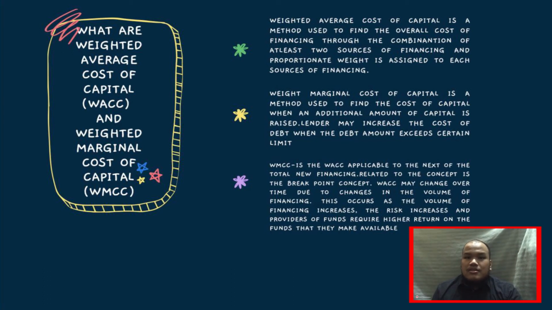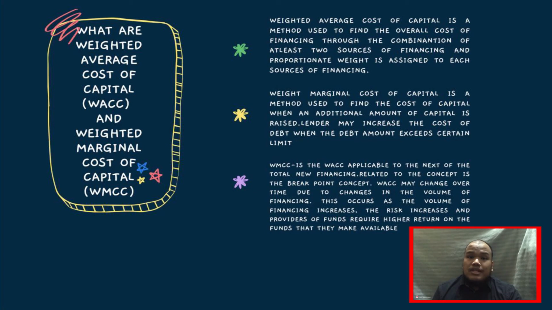Weighted marginal cost of capital is a method used to find the cost of capital when an additional amount of capital is raised. Lenders may increase the cost of debt when the debt amount exceeds a certain limit. WMCC is the WACC applicable to the next dollar of the total new financing. Related to the concept is the breakpoint concept.